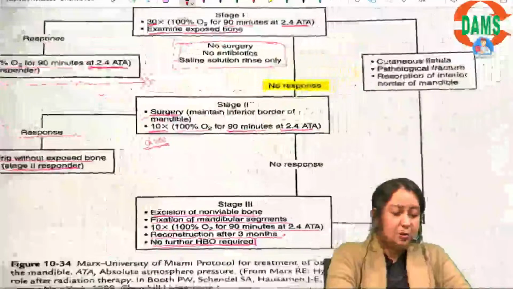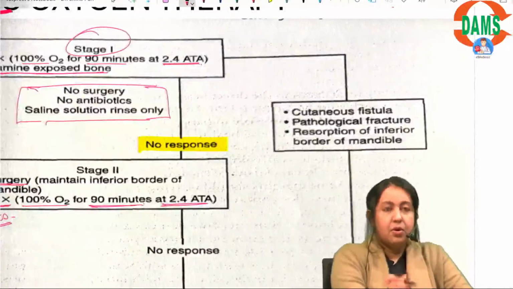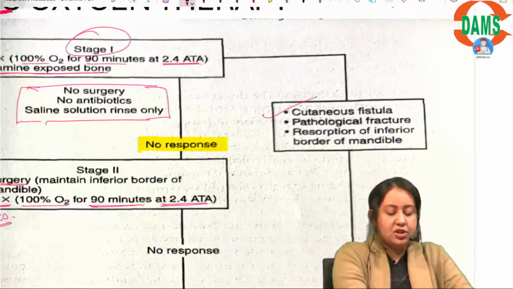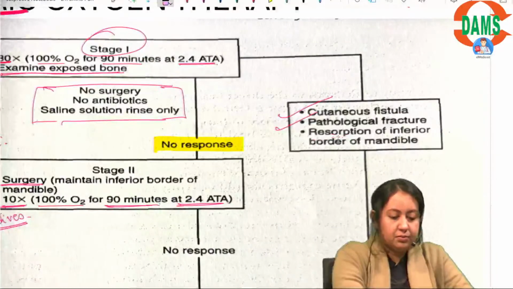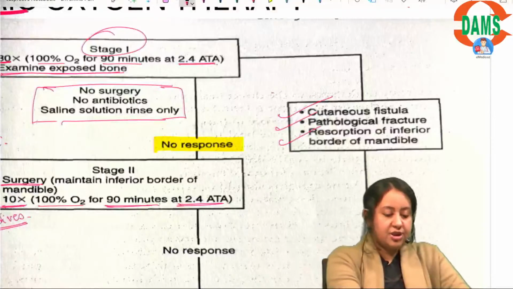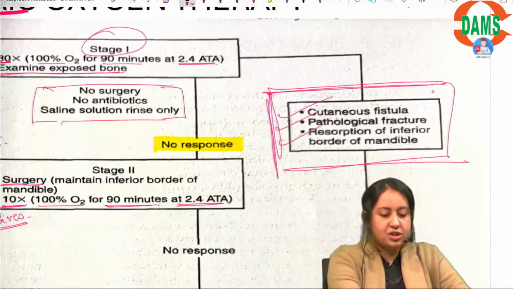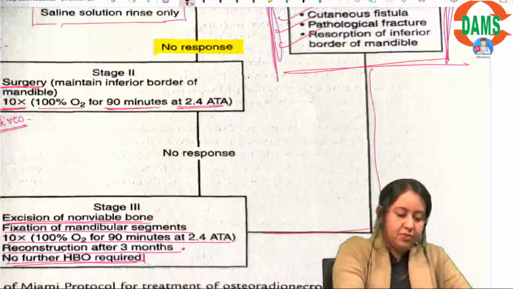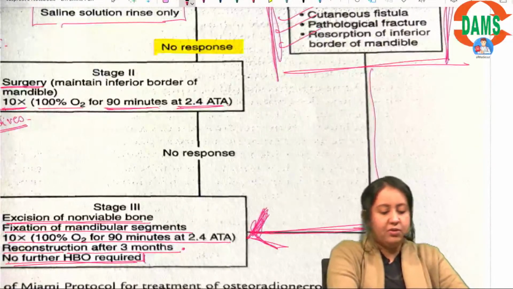Now, the other part of this is, during stage 1 therapy, if the patient develops a cutaneous fistula, a pathological fracture, or resorption of the inferior border, that also means the patient is refractory to the ongoing treatment. So in that case also you will go for stage 3.